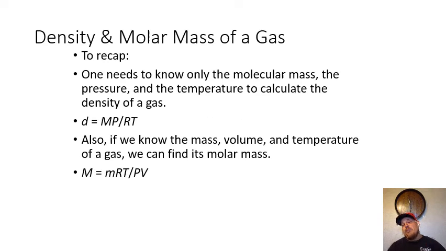All right, so let's recap real fast. One needs to know only the molecular mass, the pressure, and the temperature to calculate the density of a gas. As long as you know those three things, because one of those we already know since it's a constant, the universal gas constant, you can find the density of that object, which then means we can also find the mass of whatever gas we're dealing with. Which becomes very important when you're trying to figure out stoichiometry. So this is an example of gases with stoichiometry.